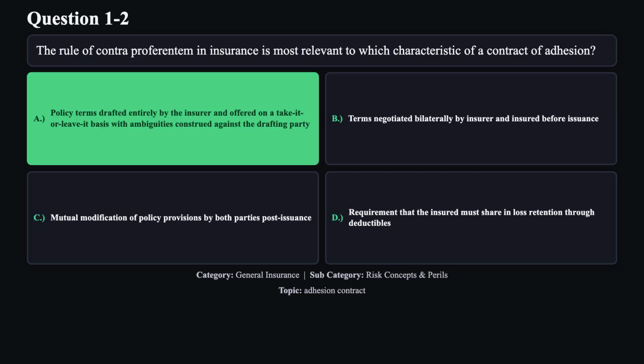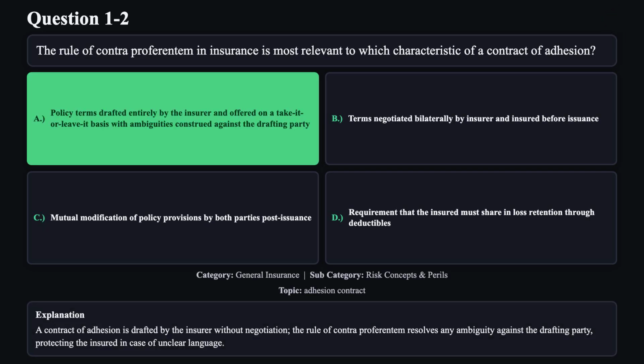The correct answer is A. A contract of adhesion is drafted by the insurer without negotiation. The rule of contra proferentem resolves any ambiguity against the drafting party, protecting the insured in case of unclear language.